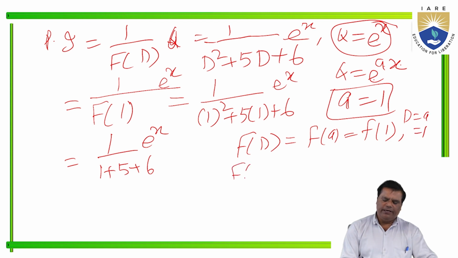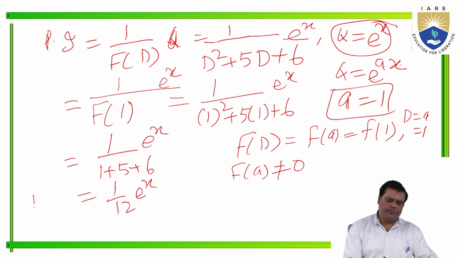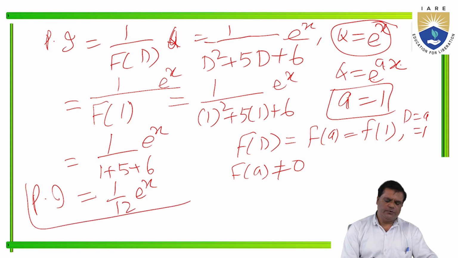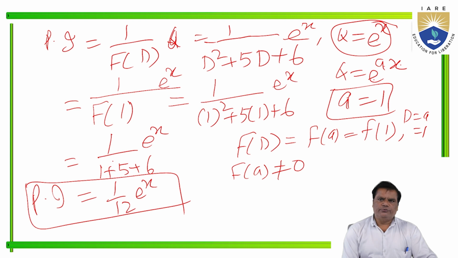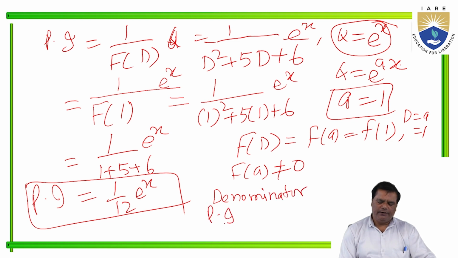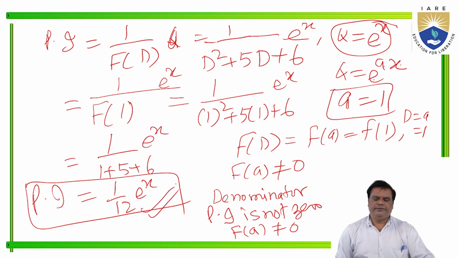So F(a) is not 0 here. So this is not 0. 1 upon 12 e to the power x. This is the particular integral, PI. Here the denominator of the particular integral is not 0, which means F(a) is not 0. So this is the complete PI.